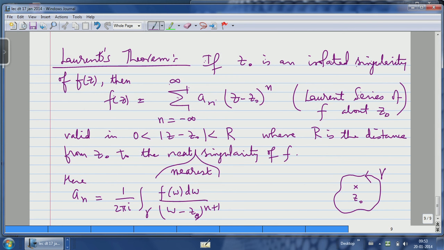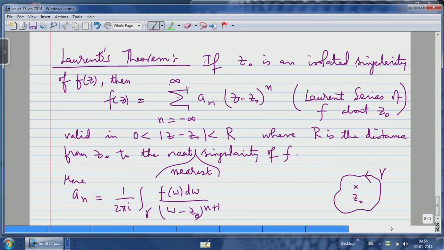So essentially the residue is a minus 1, and 2 pi i times a minus 1 is equal to the integral over gamma f(w) dw. That's exactly the residue theorem. The residue theorem says that if there is a curve which goes once around a singular point, then the integral of the function along that curve is going to give you 2 pi i times the residue.